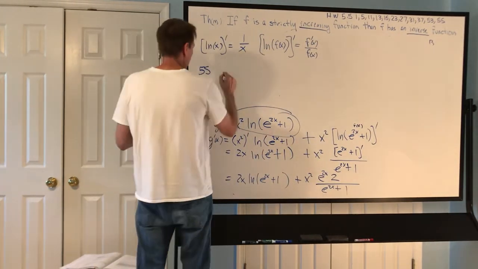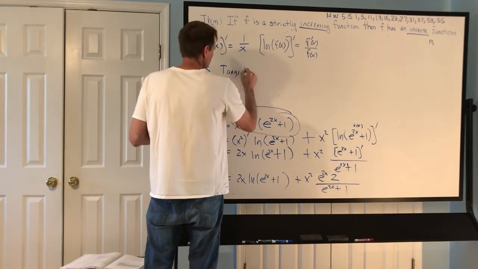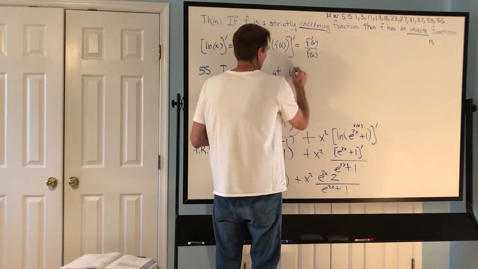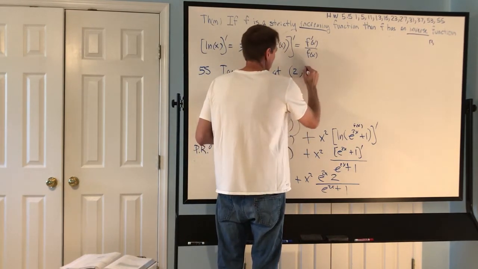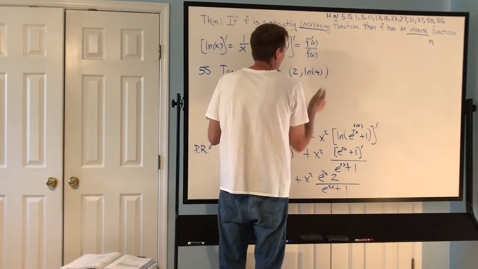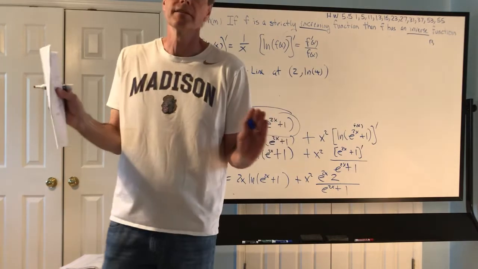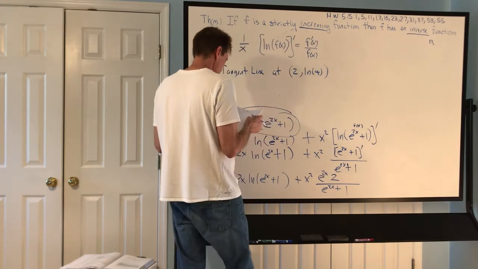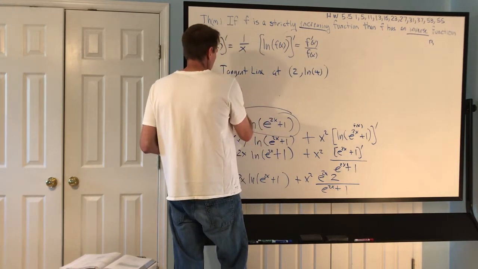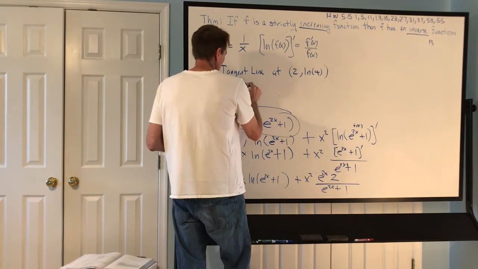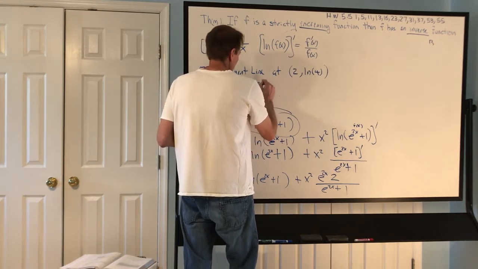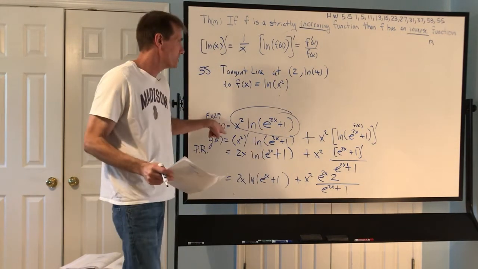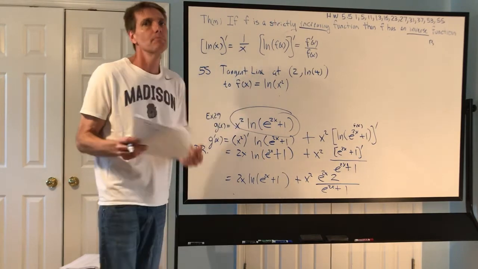It says this: find the equation of the tangent line at the point 2, natural log of 4. The moment you see that, you're like, this problem's going to suck. The tangent line at the point 2, natural log of 4, to the function f of x equals the natural log of x squared. And you're like, Dr. Warren, as far as the function's concerned, this looks a lot simpler. But this is the problem.